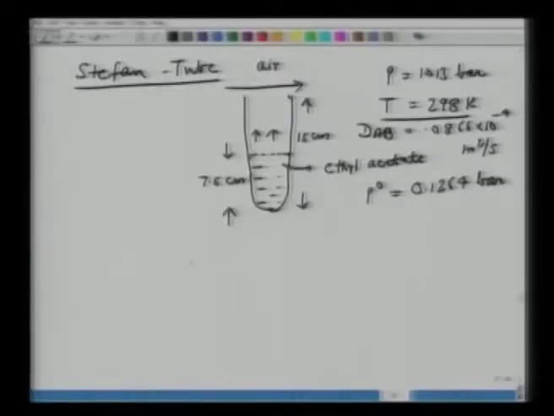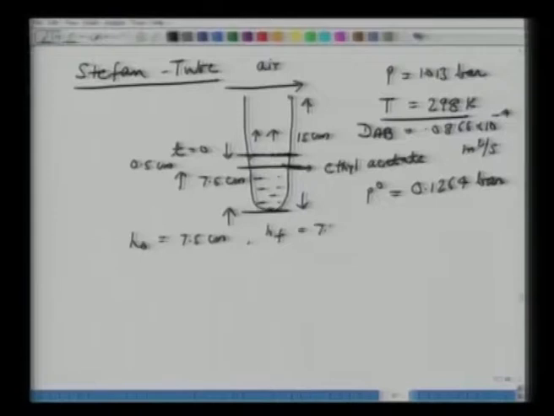We have been asked: as it evaporates, it's swept by this air. The question is, how long will it take for the level to drop, from t equal to 0 at this 7.5 centimeter, by another 0.5 centimeter? In other words, H_0 to start with is 7.5 centimeter if you measure from the bottom, and finally it drops to 7 centimeter.